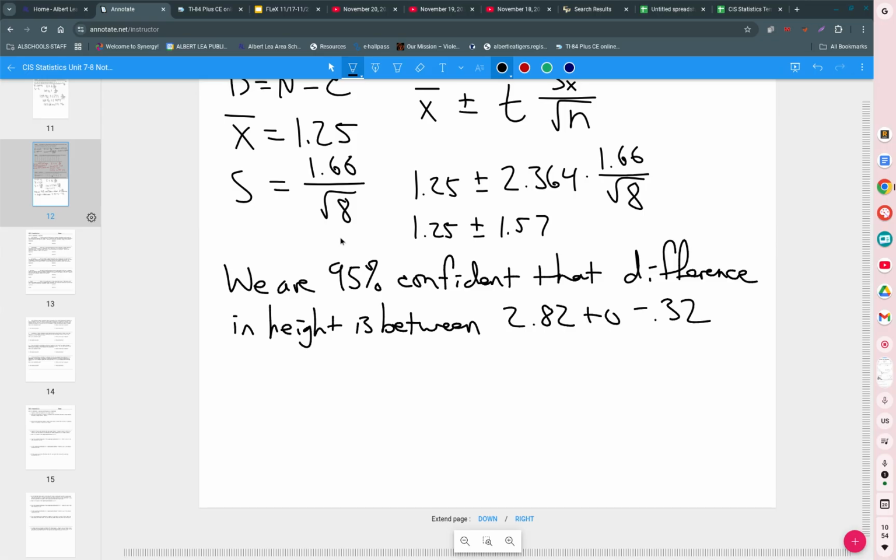Talk to the person next to you. What do you think we would conclude? Do you think we would conclude that there is a difference in the height between the two communities, or that there is not? Go ahead, talk to people next to you. What do you think?